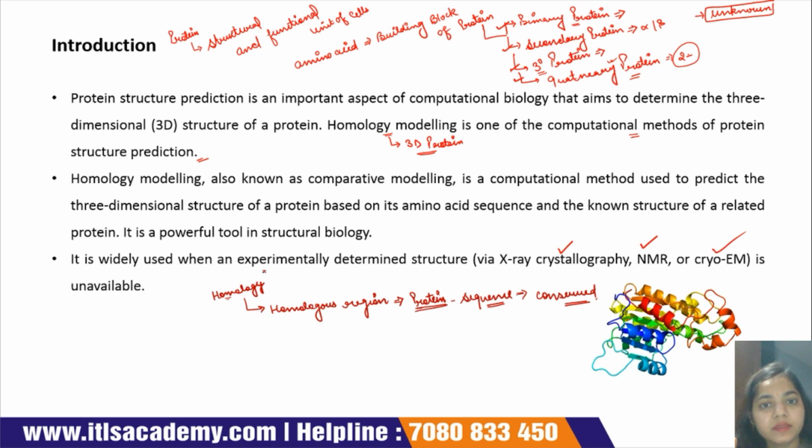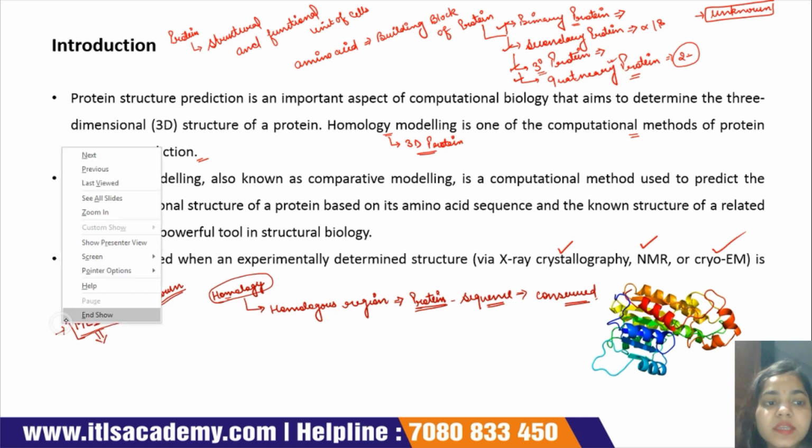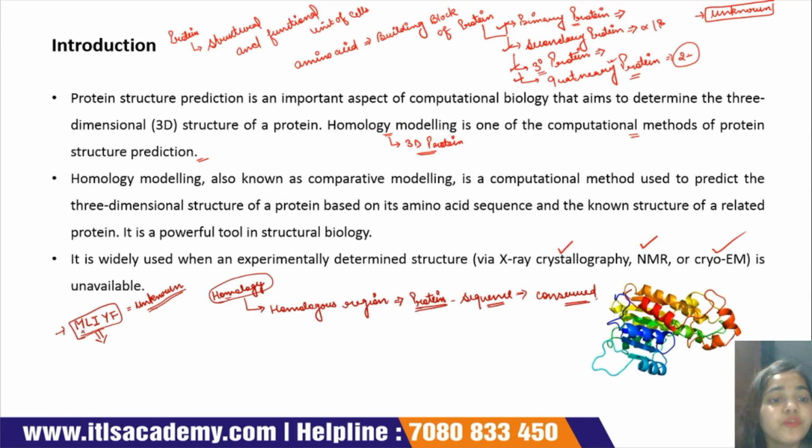Suppose this is a sequence of amino acids, and the structure of this protein is unknown, and we want to predict the 3D structure of this unknown protein. Then in homology modeling we first search for the homologous protein sequence of this particular amino acid sequence.